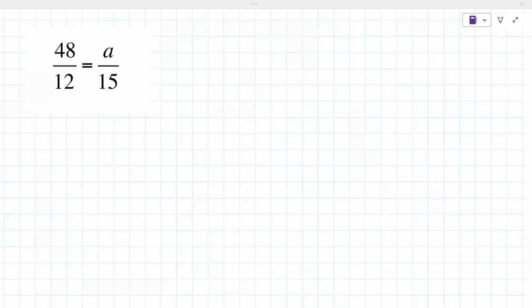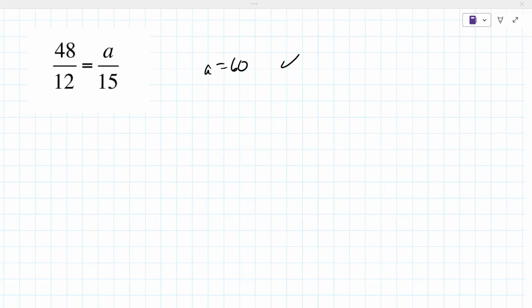48 times 15 is 720. 12a equals 720, divided by 12, 60. A equals 60. Yes, A is 60. Very good. So what you could have noticed here in the few problems we've done is that the letter can actually appear anywhere, but it's the same process. You diagonally multiply and then you go from there in terms of solving it.